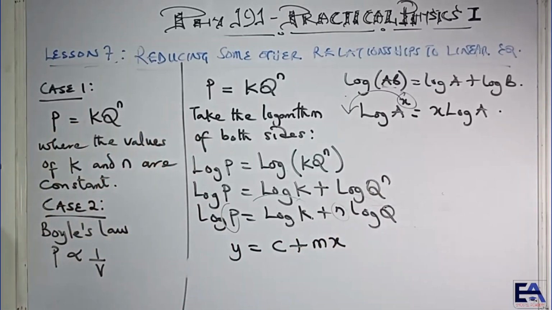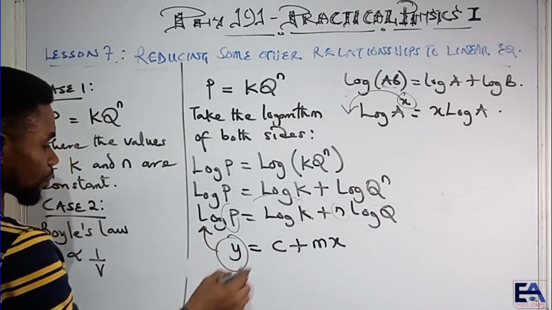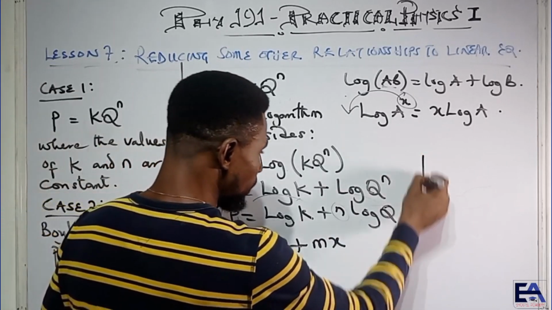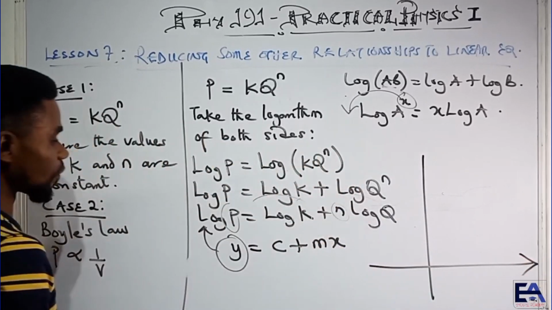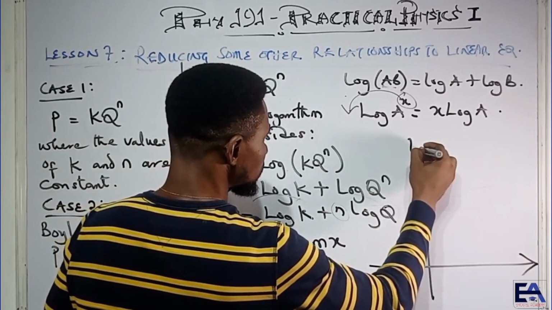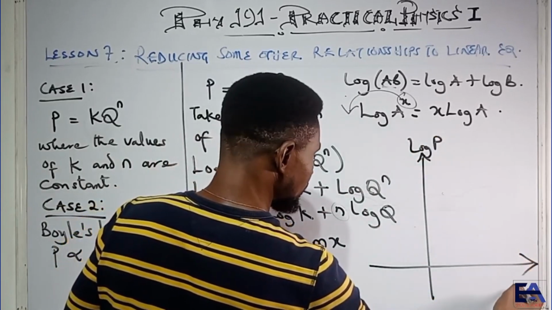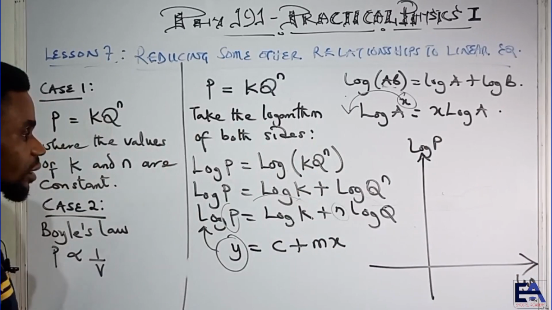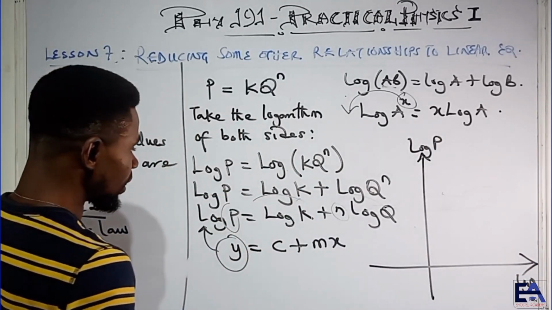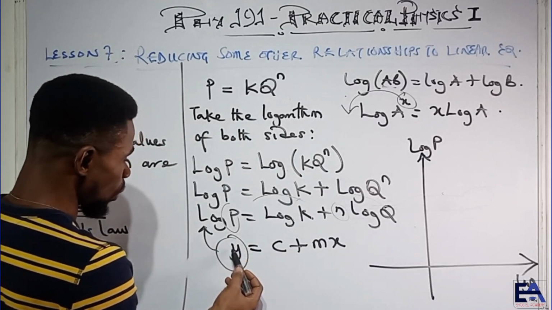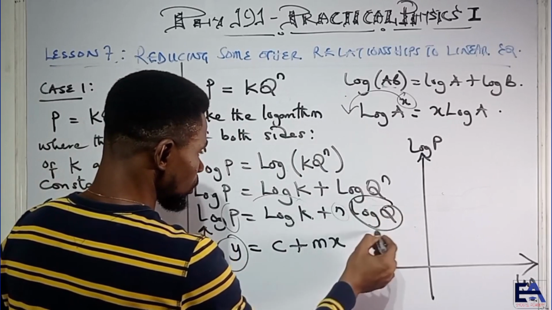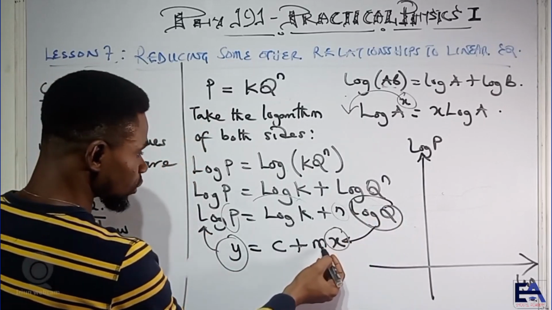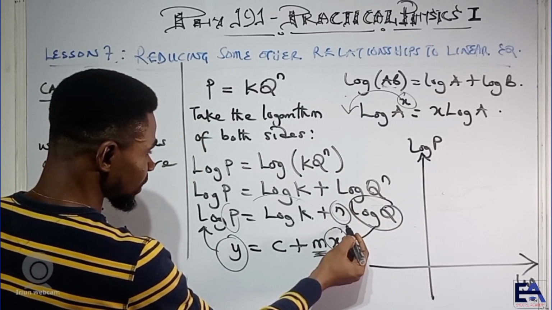If you compare, this one is log p, which means log p is the y. We are plotting a graph of log p against log q, so that we can have a straight line graph. Then it shows that y is equal to log p. This log q is now like our x. Then this slope is the n that is beside it here.